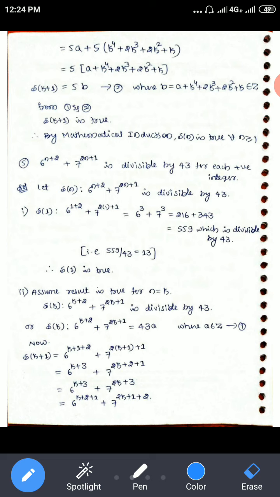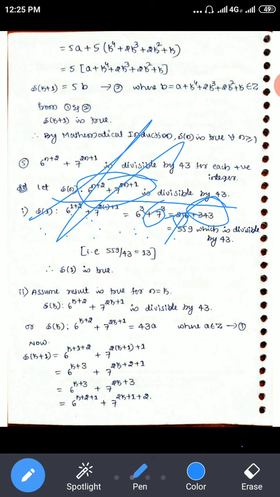Okay, so 6 raised to n plus 2, 7 raised to 2n plus 1 is divisible by 43 for each positive integer. Okay, let us take S(n) equal to this, divisible by 43. So test the result for n equal to 1. So wherever n is there, write 1. So S(1) is equal to 6 raised to 1 plus 2, 7 raised to 2 into 1 plus 1, that is 6 cube plus 7 cube.